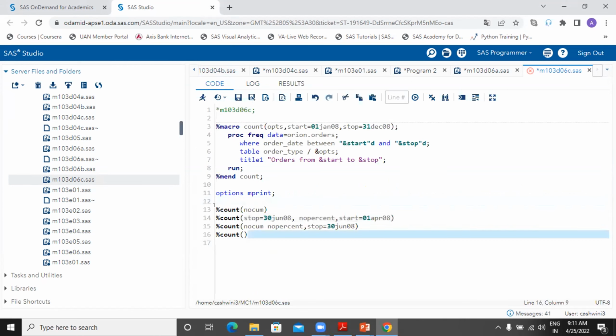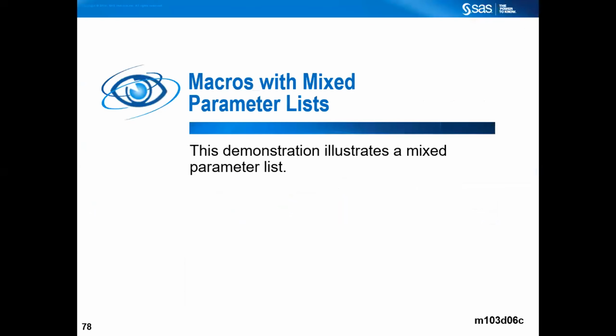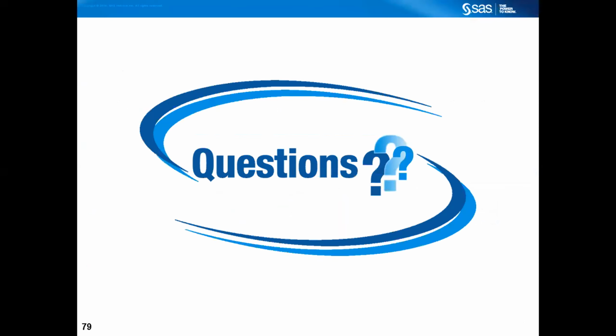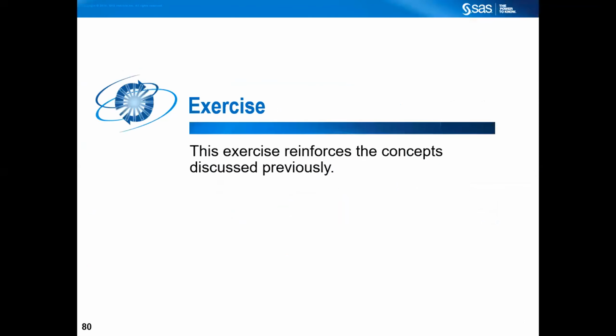All right. So this is all about mixed parameter lists. Whenever you call your parameter list, if it's mixed, see to it that your positional parameters are always at the beginning of your parameter list. That's it, and end of your lesson.